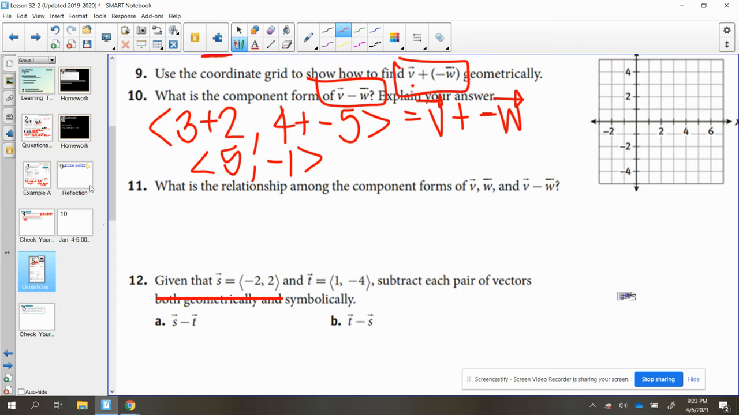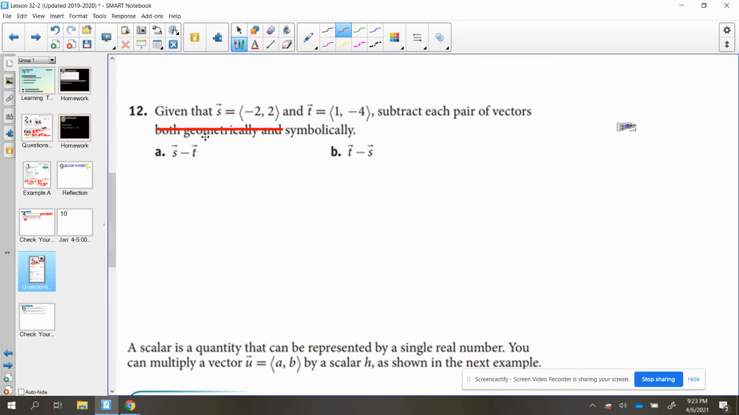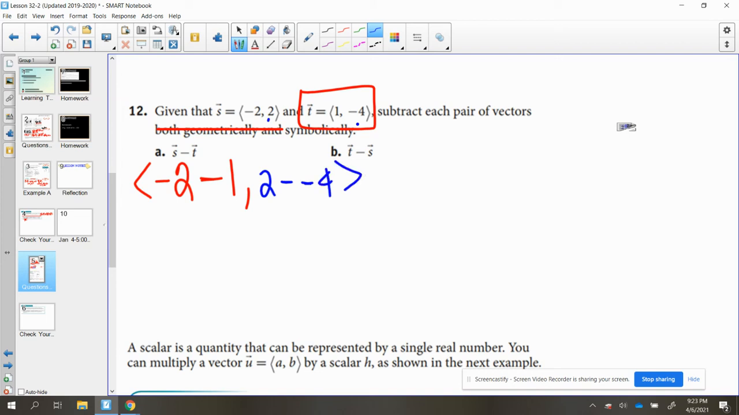Now let's see. Jumping down, if we practice here, let's skip the geometric representation. But if we just look at s minus t, again, you want to be careful, because you want to make sure you look at t when you subtract as minus the 1. And then when we're looking at the b components, 2 minus -4. Okay, so just be careful. We end up with -3, 6.